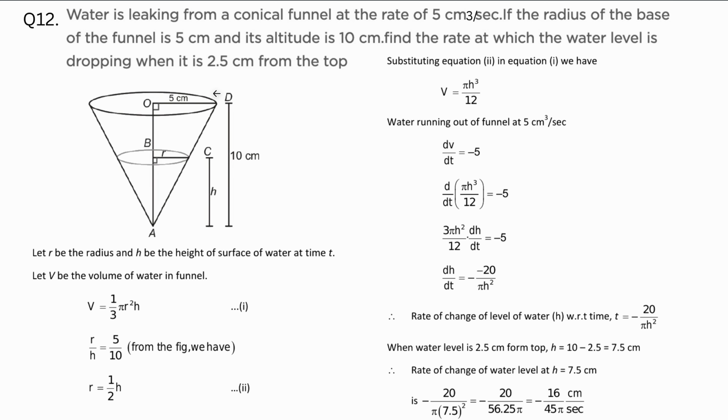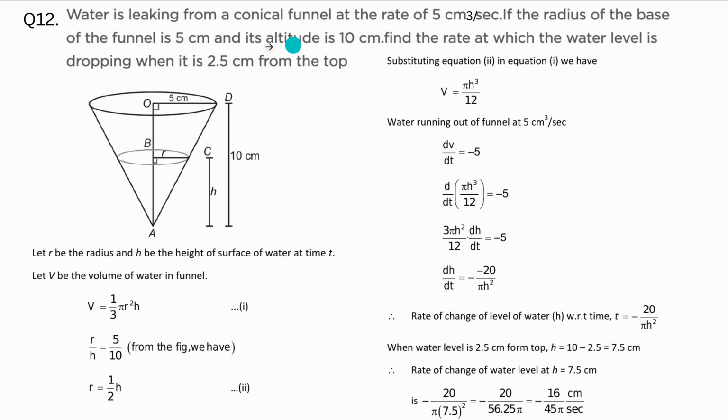Water is leaking. Now this is again a very important question. So water is leaking from a conical funnel at the rate of 5 centimeter cube per second. If the radius of the base of the funnel is 5 centimeter and its altitude is 10 centimeter, find the rate at which the water level is dropping when it is 2.5 centimeter from the top. So according to the given question, the diagram will look something like this. We have been given that it is an inverted conical funnel, and when you're talking about a funnel, of course it will be in this shape, right?